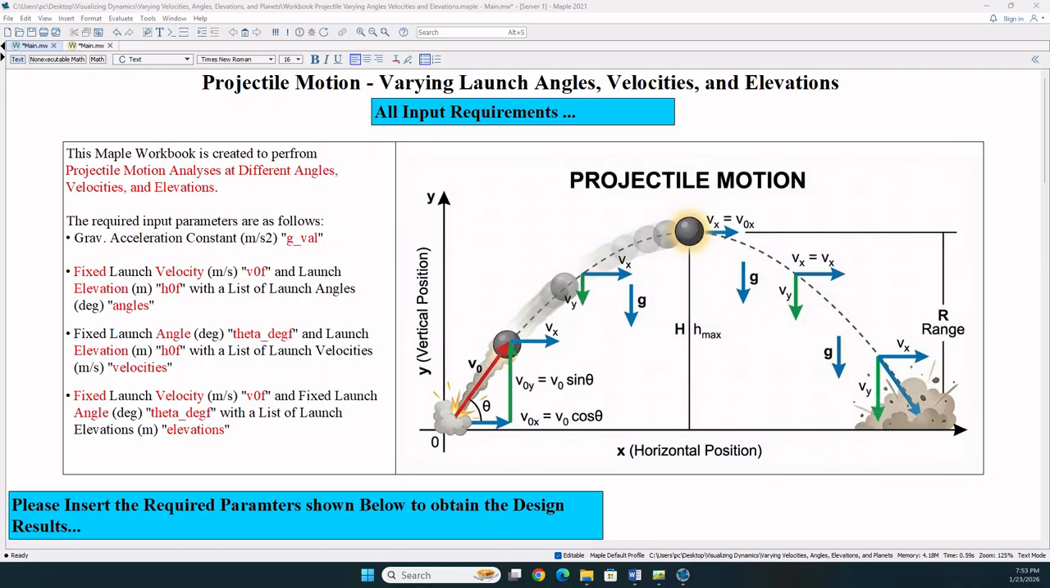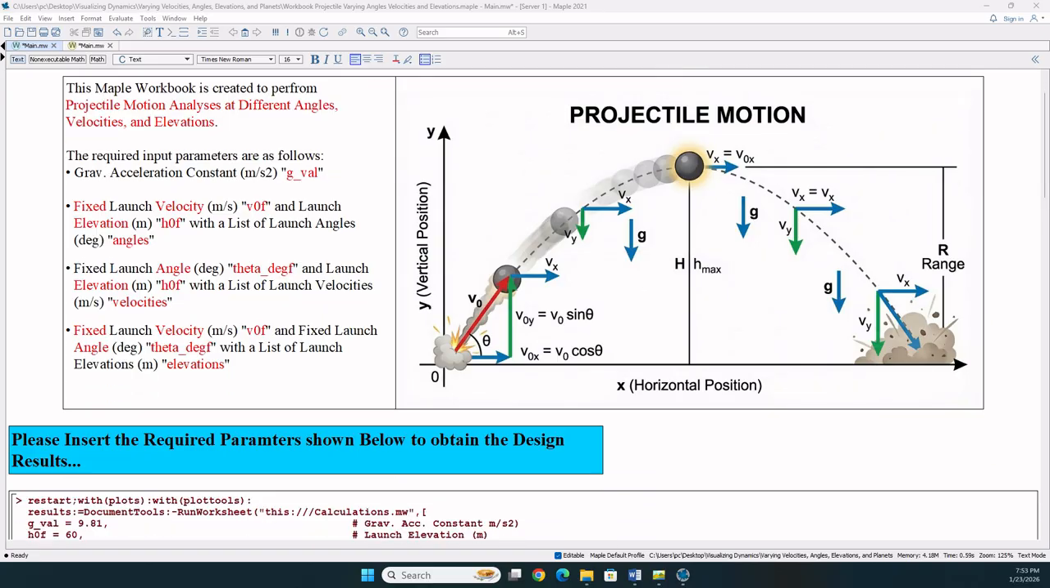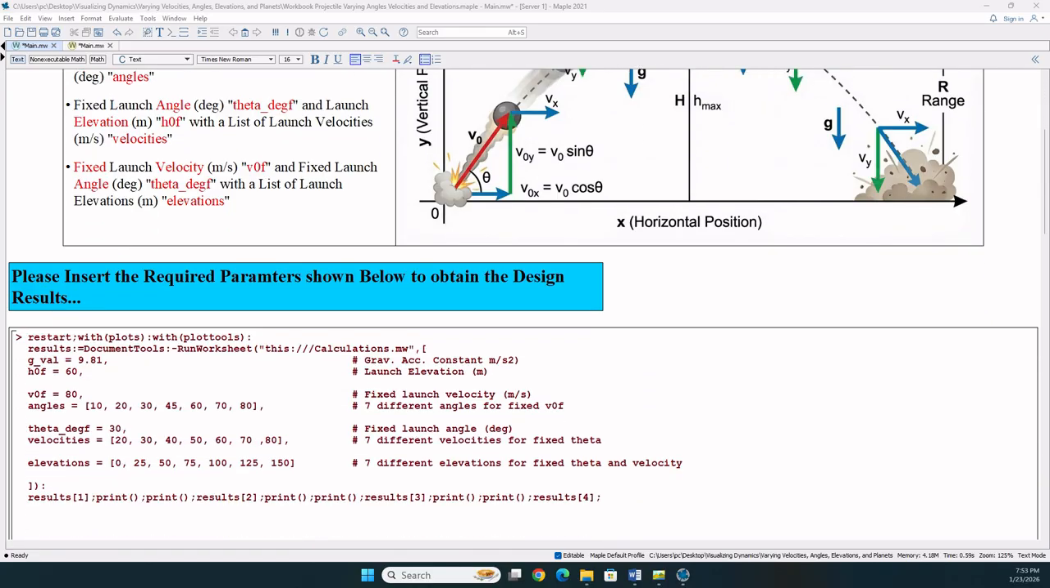The user will insert the required set of parameters in this region here, where for this particular example, we can see that the gravitational acceleration constant is 9.81. The initial elevation is 60 meters and the initial velocity is 80 meters per second. In the first part, we will be studying a set of angles. These angles will be studied alongside the fixed elevation and fixed velocity.